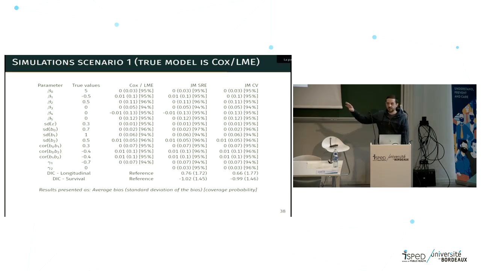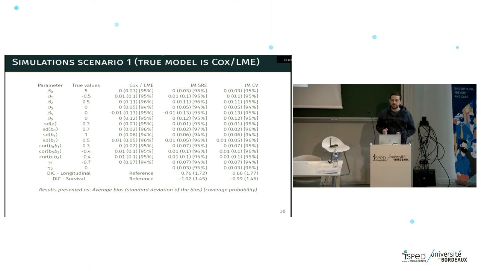Those values, I choose them based on the application to replicate data similar to the original cancer clinical trial. I just increased a bit the sample size and the treatment effect, but otherwise it's very similar. So what we can see is we have bias in the first column, then standard deviation of the bias, and then coverage probability of the credible interval.